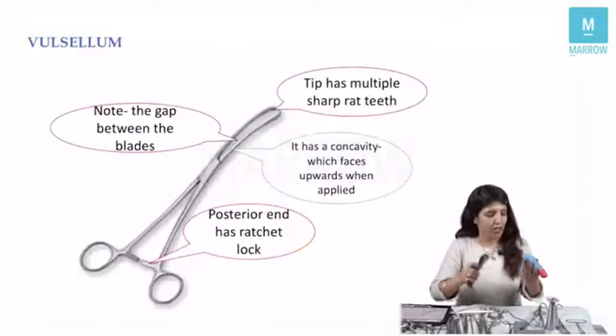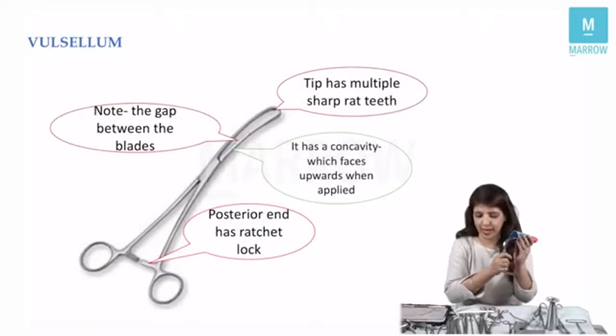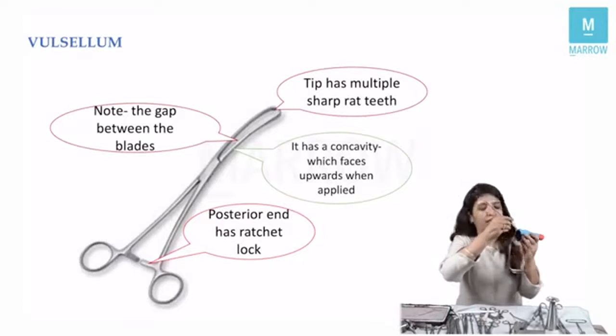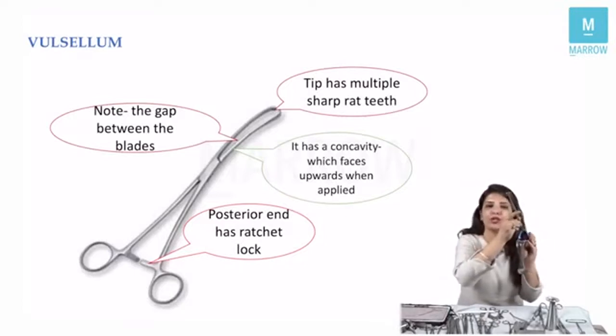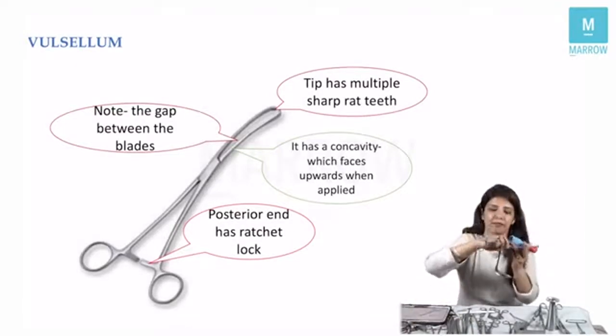Now, once I have retracted the posterior wall of the vagina and the anterior wall of the vagina, if I want to enter into the cervix, I will need to hold the anterior lip of the cervix. In order to hold the anterior lip of the cervix, the instrument I am going to use is the vulsellum, right? I am going to use the vulsellum to hold the lip of the cervix.